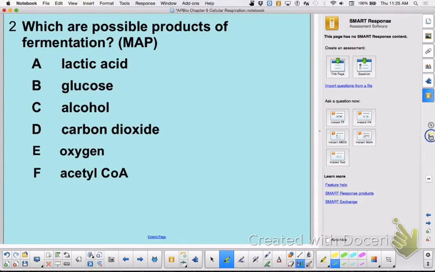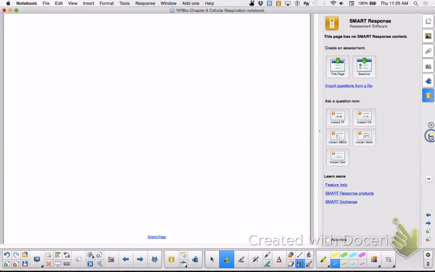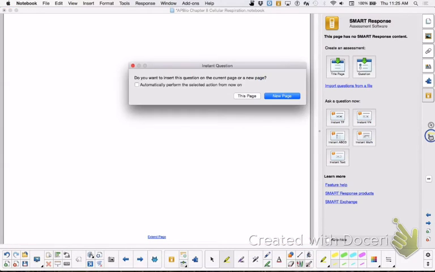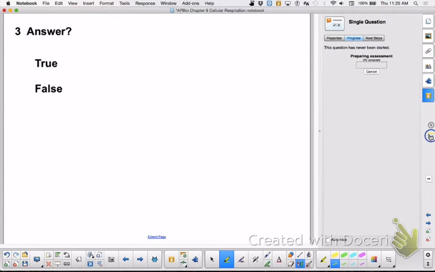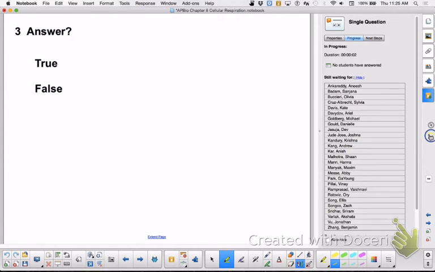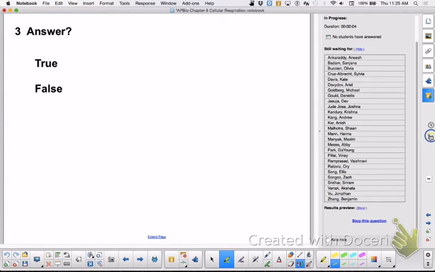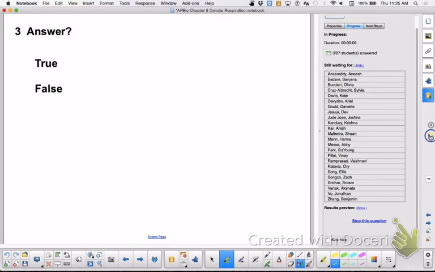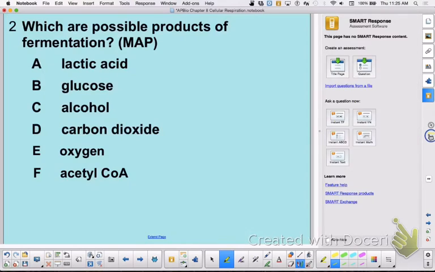Oh, this one, hang on a second. This one doesn't want to start. Sometimes when I start one on another page, it will work. True? The answer is true. Someone actually answered. Good job. Oh, it still didn't do it. Okay, so go.